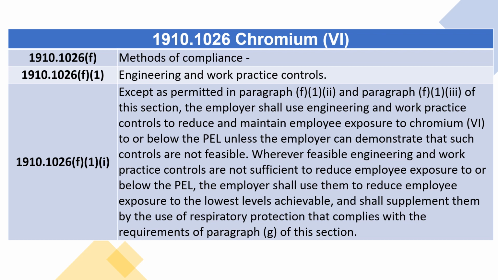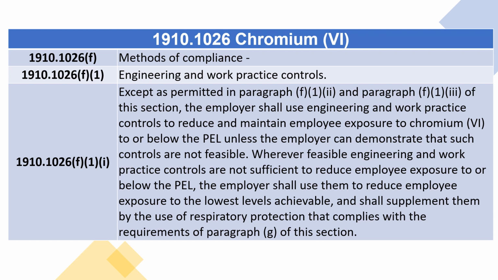1910.1026 F. Methods of compliance. 1910.1026 F1. Engineering and work practice controls. 1910.1026 F1 1. Except as permitted in paragraph F1, 2, and paragraph F1, 3 of this section, the employer shall use engineering and work practice controls to reduce and maintain employee exposure to chromium-6 to or below the PL unless the employer can demonstrate that such controls are not feasible.